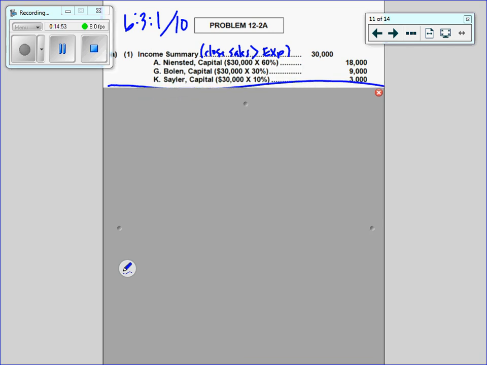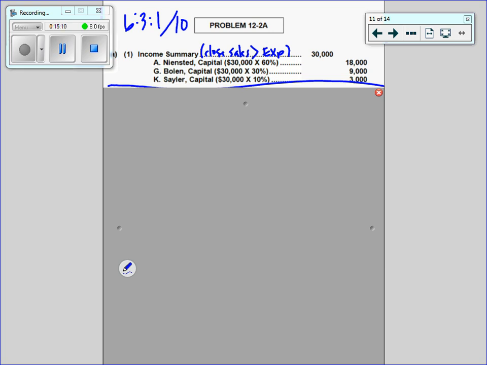What we're about to do has nothing to do with what we did in independent scenario number 1. Now we're going to move on to independent scenario number 2. Net income was $40,000. But what's happening in scenario number 2?